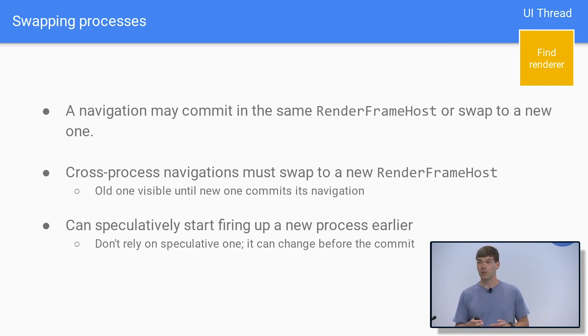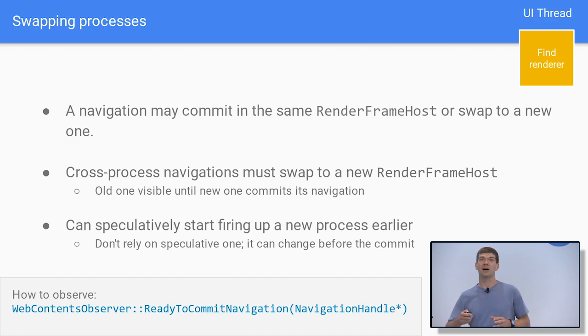Now, this may turn out to be wrong if we have redirects, because redirects may change the URL and thus the process to which you're going. So you should never, for that reason, rely on the speculative render frame host, because it can change before commit. The other thing to note is that the first point at which we finalize the render frame host and the process and the site instance for our navigation is called ready to commit. And if you want to observe that, you would use ready to commit navigation from Web Contents Observer.